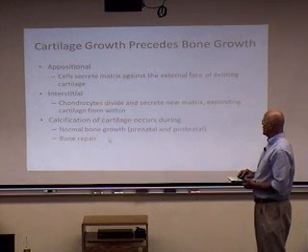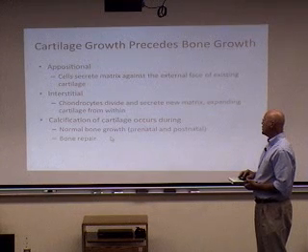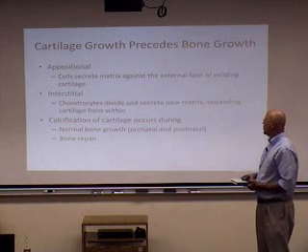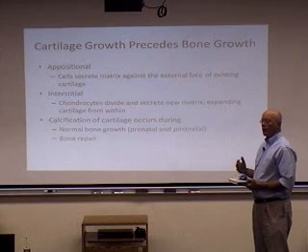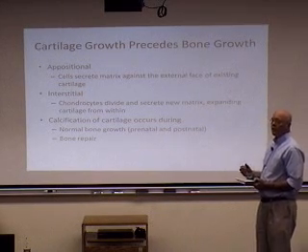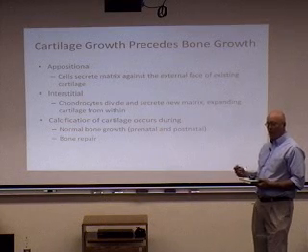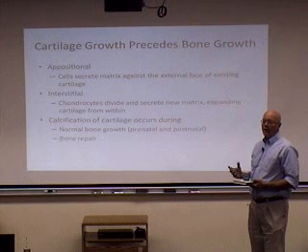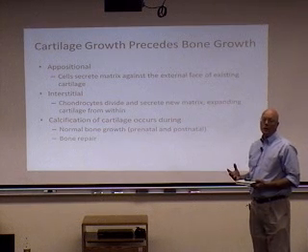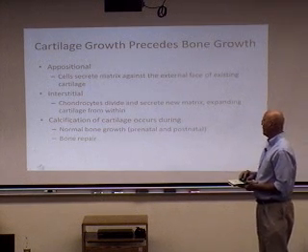And notice that again, this calcification of cartilage occurs during normal bone growth, both prenatally and postnatally, and also in bone repair. So if there's one thing to remember out of this lecture, it's that first we form cartilage, and then the cartilage gets replaced by bone matrix. That really is a good way of summing up how we get bone growth, as well as bone repair.